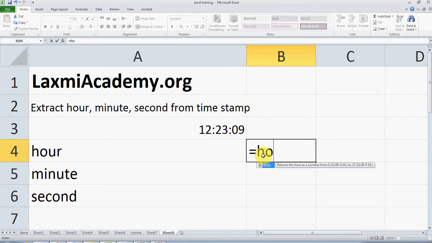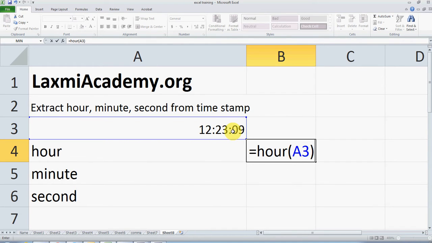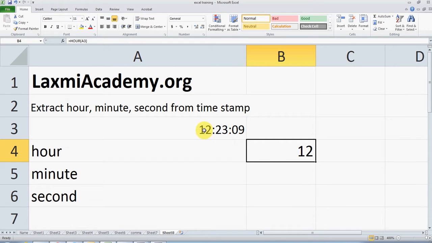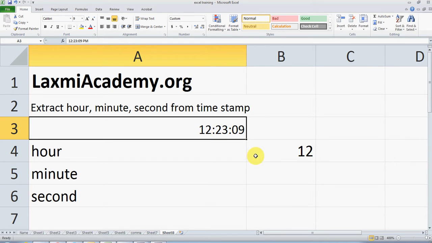And Excel will show you the definition. Returns the hour as a number from 0 to 23. So equals HOUR, and open parentheses. This is a reference to the cell A3. It's extracting 12 from the timestamp.